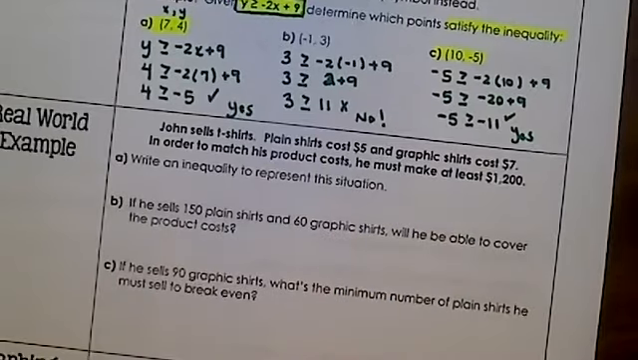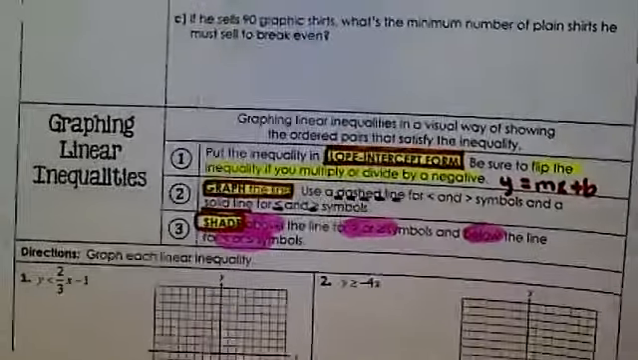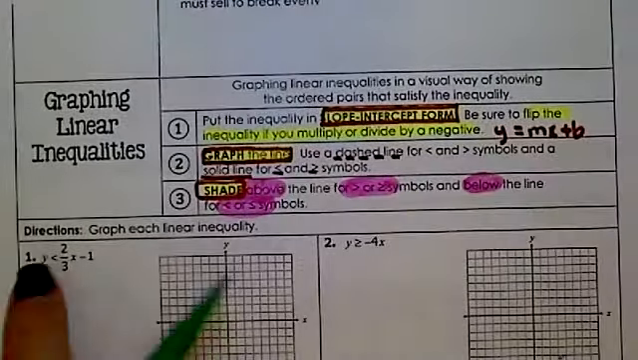Okay, we're going to go to the very bottom of this page. And if you'll look at the steps right here that are written out for you, this will tell you exactly how to go through each question. So the very first thing is you want to get y by itself. So you want to isolate your y. So if you look in number 1, it's already by itself.